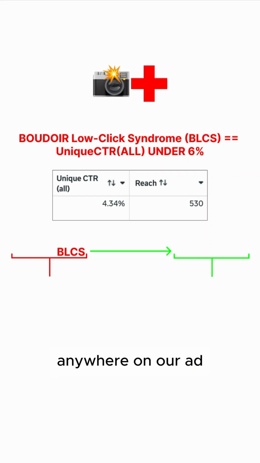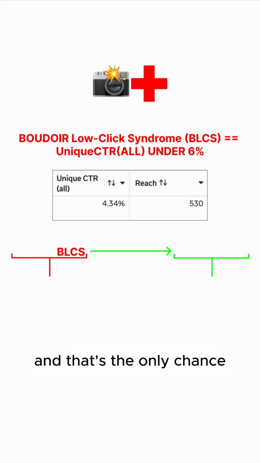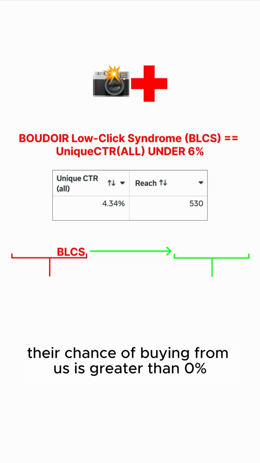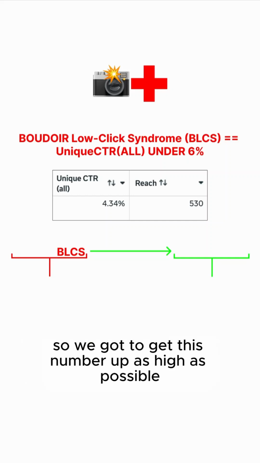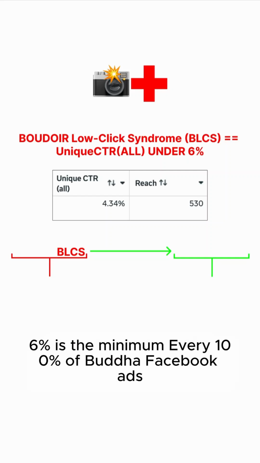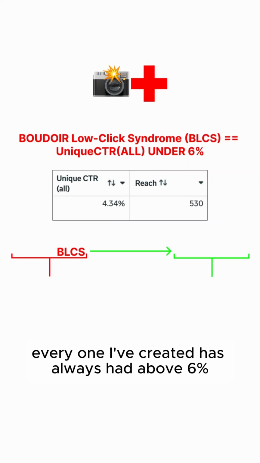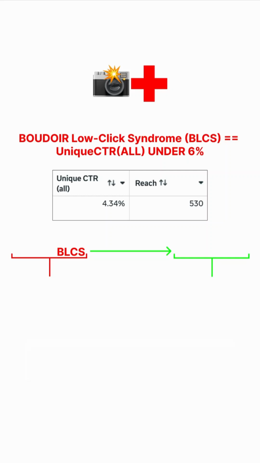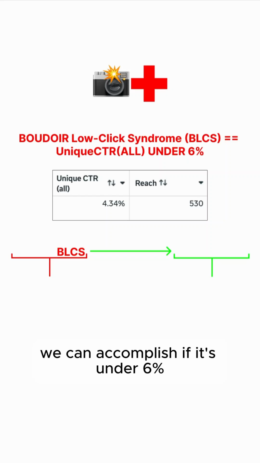We care about the number of women that click anywhere on our ad because then we know our Boudoir Facebook ad entered their brain, and that's the only time their chance of buying from us is greater than 0%. So we gotta get this number up as high as possible. 6% is the minimum. 100% of Boudoir Facebook ads can have a unique CTR above 6%. Every one I've created has always had above 6%, even when I only try a little bit. So under 6%, we got massive gains we can accomplish.